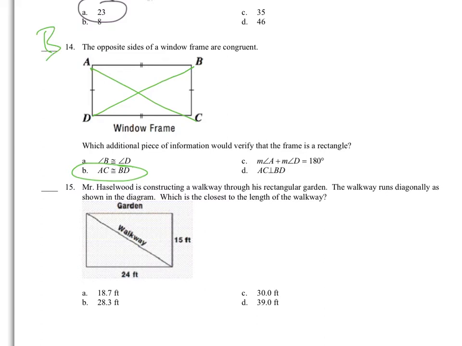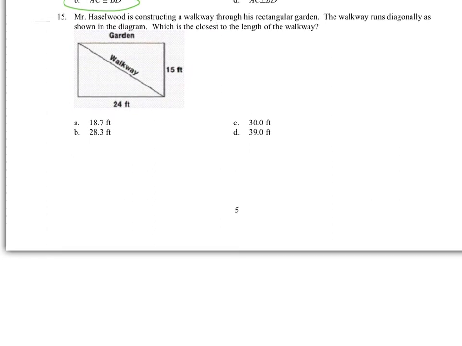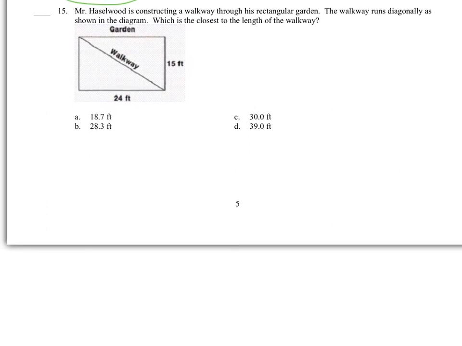Excuse me. Number 15. Mr. Hazelwood's constructing a walkway through his rectangular garden. The walkway runs diagonally as shown in the diagram. Which is the closest to the length of the walkway?